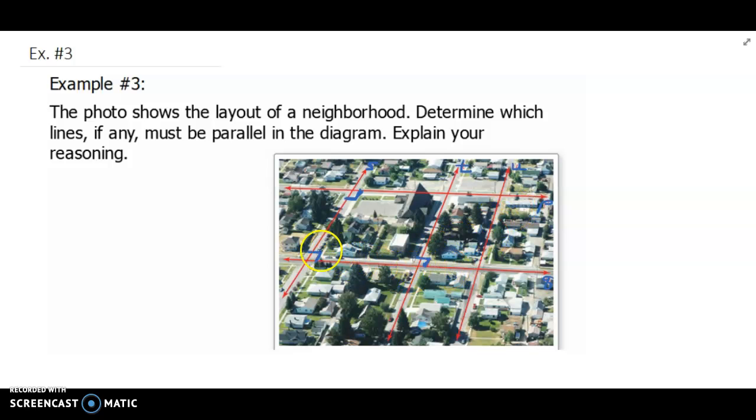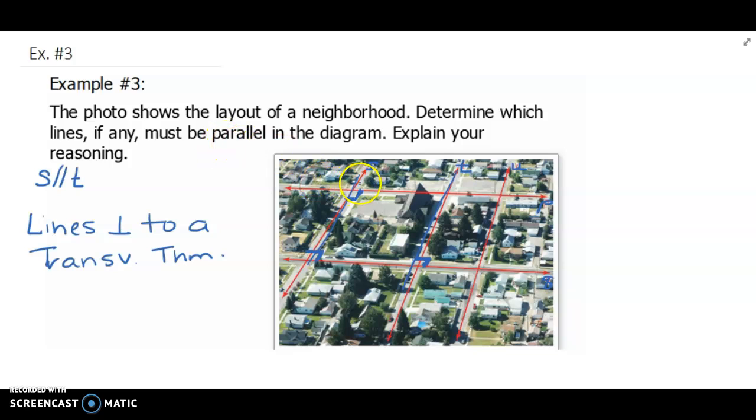All right, so given that this angle and this angle are both 90-degree angles, I can say that this line and this line are parallel. So I can say S is parallel to T, and that is by the lines perpendicular to a transversal theorem. Okay, so if two lines are perpendicular to the same transversal, then those two lines have to be parallel. Okay, well also, if I look at this right angle here and this right angle here, I can say that this street and this street, so P is also parallel to Q by that same theorem as well.